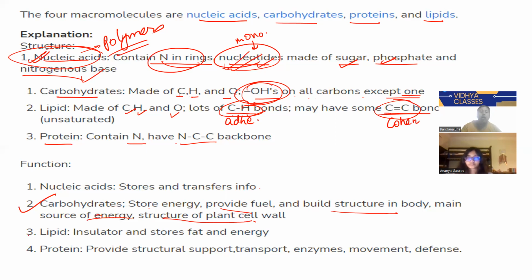This is found in animals as well as plant cells. Now lipid. Lipid insulates and stores fat and energy. That is important. Protein provides transport, enzymes, movement, and defense. If someone has a low defense system, we say their immune system is weak, and they should take in protein. When someone exercises, they are told to drink a protein shake, because protein is a very important part of our body.